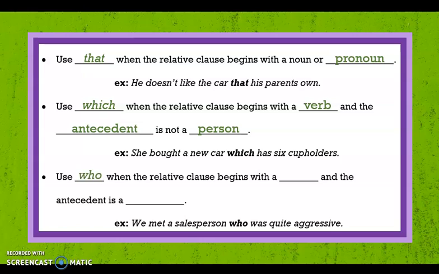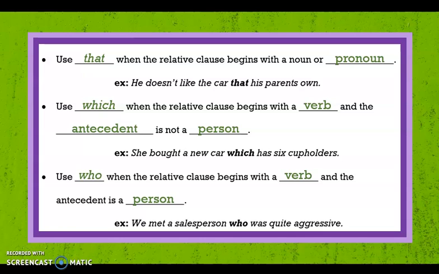Then you're supposed to use the relative pronoun who when the relative clause begins with a verb and the antecedent is a person. Here's an example. We met a salesperson who was quite aggressive. Okay, our main clause, we met a salesperson, introduces the noun salesperson, and our relative clause, was quite aggressive, tells us more about that salesperson. And we connect them with the relative pronoun who. Why? Because our antecedent, salesperson, is a person. All right?